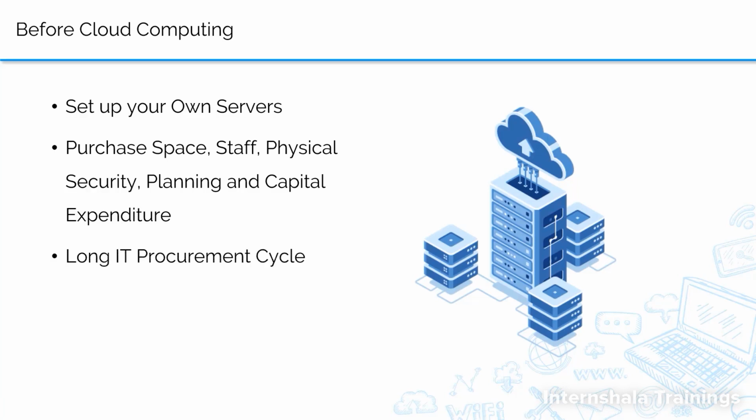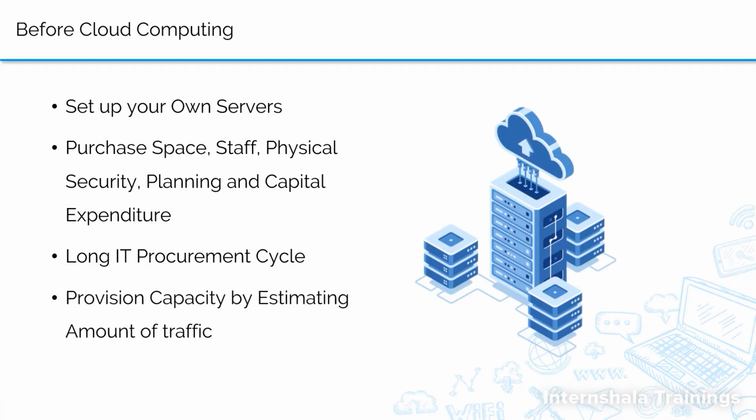Even if I had to change some part of it, let's take an example of replacing a 4 GB RAM with a 16 GB RAM. You have to remove the RAM, go to the store, purchase a new RAM, come back, check whether it is compatible with the motherboard, and then replace that RAM. All of this is called a long IT procurement cycle, which used to happen when I handled my own servers. Then I had to provision the capacity by estimating the amount of traffic. That means depending on how much load my server is going to get, I had to estimate a certain capacity to start with.